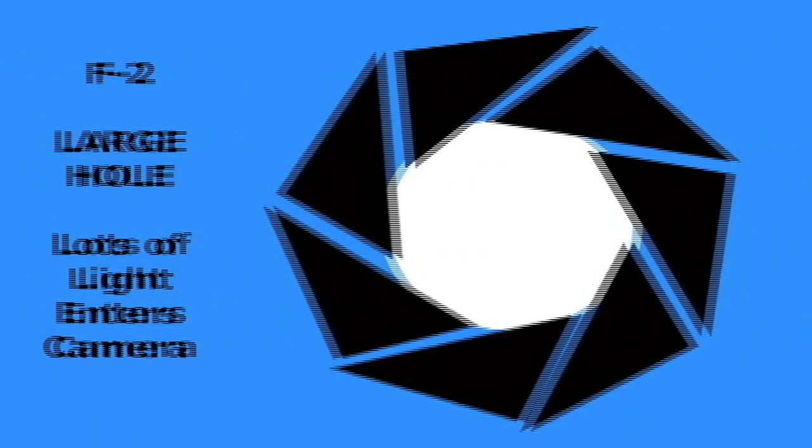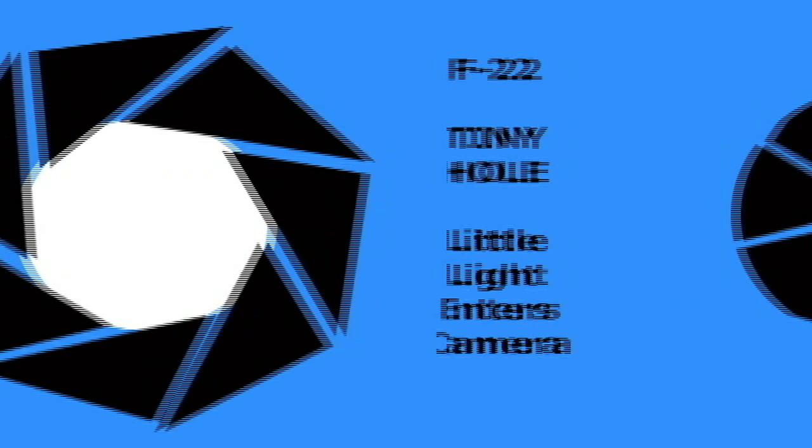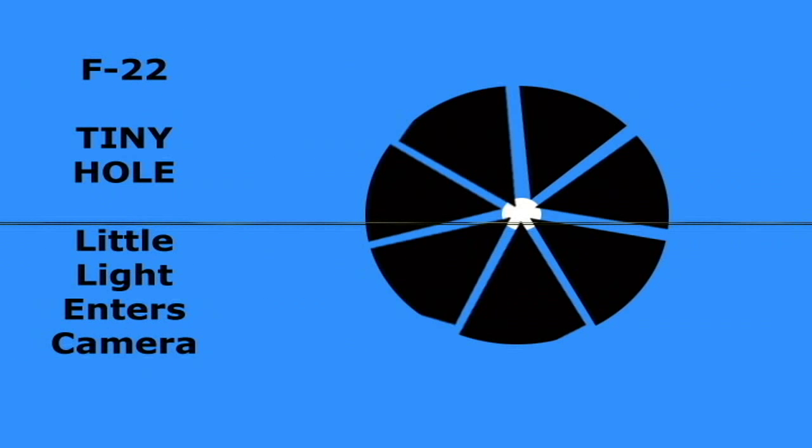An f-stop of 2 means it's a large hole. Lots of light gets into the camera. An f-stop of 22, it's a tiny hole. A little light, not very much light, gets into the camera.